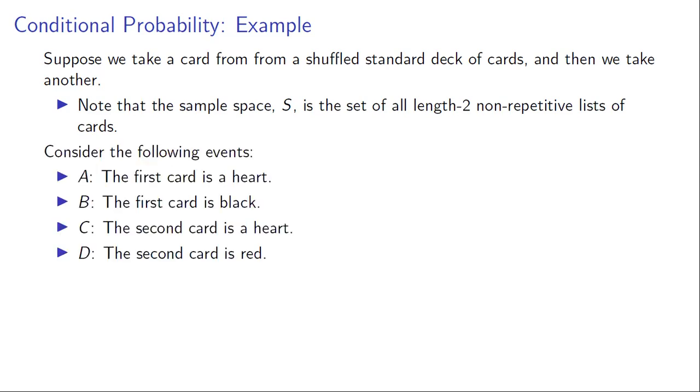So consider the following events. Event A is where the first card is a heart. Event B is where the first card is black. Event C is where the second card is a heart. Event D is where the second card is red. Now we're going to find a bunch of probabilities. First of all, what is the probability of A?